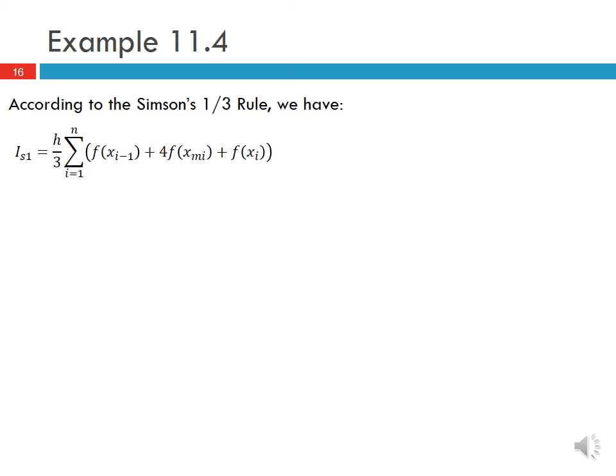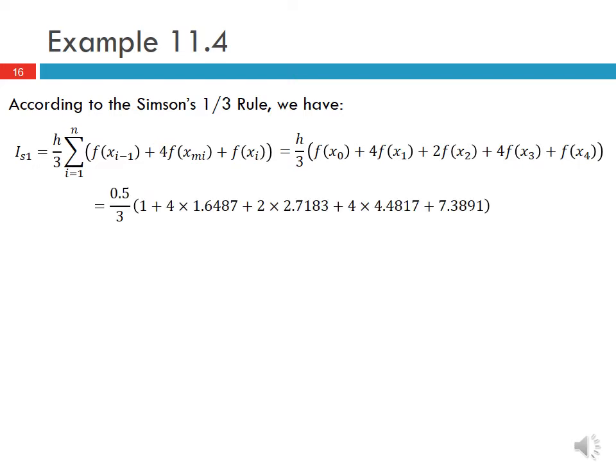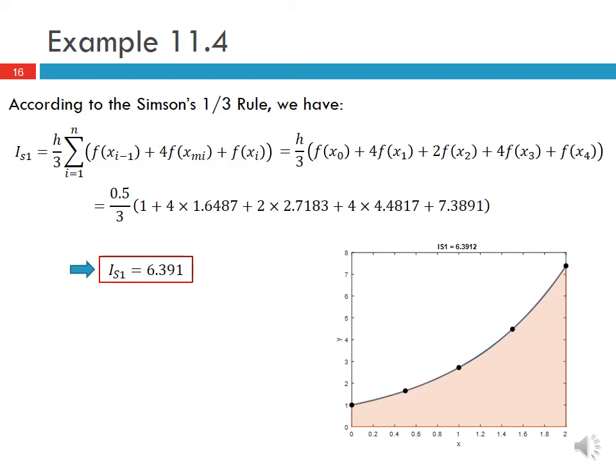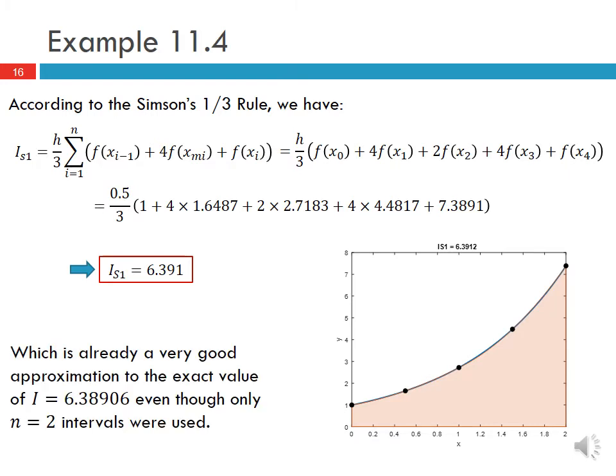According to the Simpson's 1/3 rule, we have the formulation shown here, and we can expand this out with the number of points that we're using in this problem, plug in all of our values, and get our estimate for the integral as 6.391. You can see graphically what it looks like here, and this provides a very good approximation to the exact value, even though we only use 2 intervals. So the 2 intervals would be defined here: one parabola defined here, and another parabola defined here.